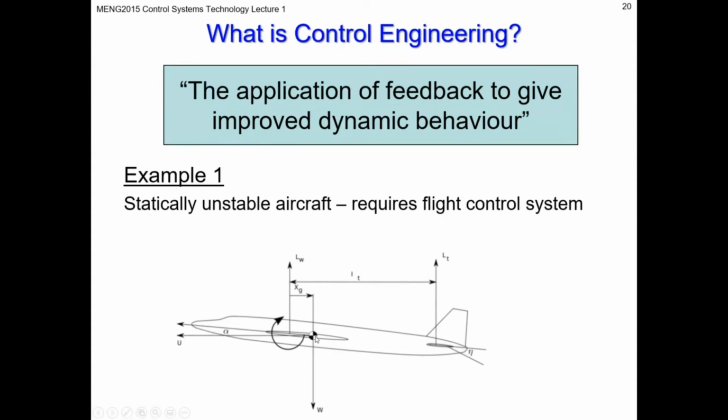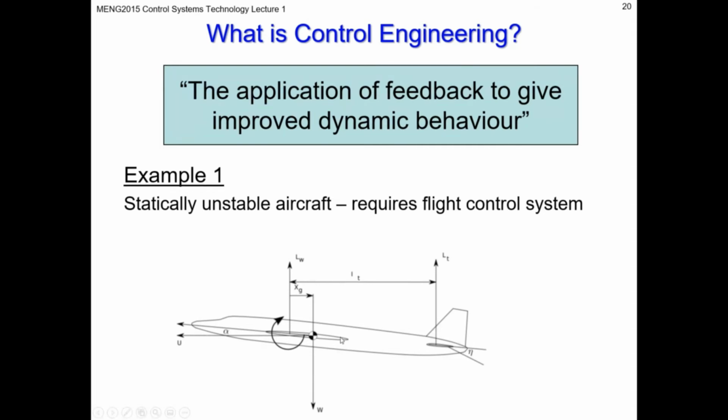Now, what makes it statically unstable is this diagram here showing that the center of gravity, which is marked here, is different from the center of lift on the wings, which means that the aircraft will always want to rotate. Right, so that makes it unstable.